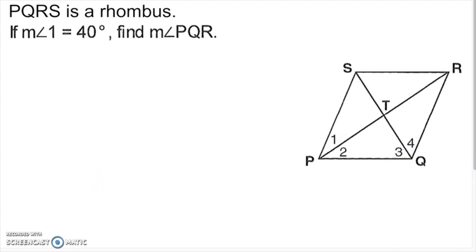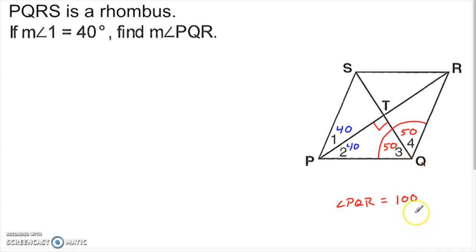And then one more with the same picture. This time angle 1 again is 40, right? But they want the measure of angle PQR. So we're looking for this entire angle here, right? PQR. Well, just as we figured out before, if angle 1 is 40, angle 2 is also 40. We know that we have a right angle there, which makes angle 3 50. But if angle 3 is 50, what's angle 4? That's right, it's got to be 50 as well. So those are both 50, meaning that angle PQR, right, that has to be 100.